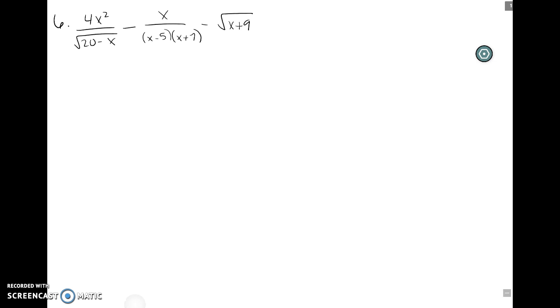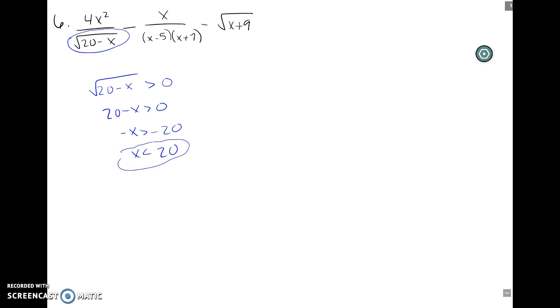So right now we have an even root right here, a square root, and a denominator. So we know that that can't be 0 and it can't be negative under the square root. So we're going to set that the square root of 20 minus x is greater than 0. So it can't be 0, it can't be negative. Square both sides, you get 20 minus x is greater than 0. Negative x is greater than negative 20, and so x is less than 20. Okay, so that's one part to our domain.